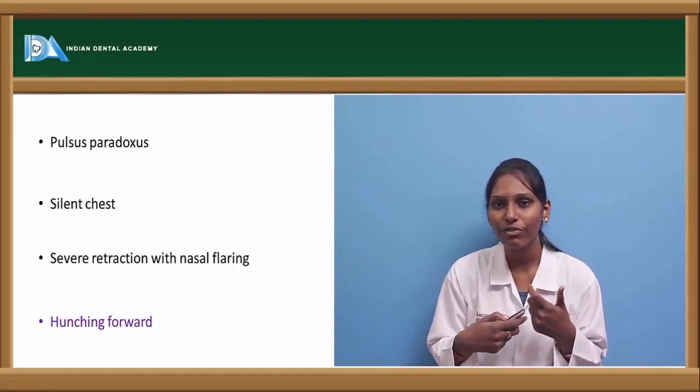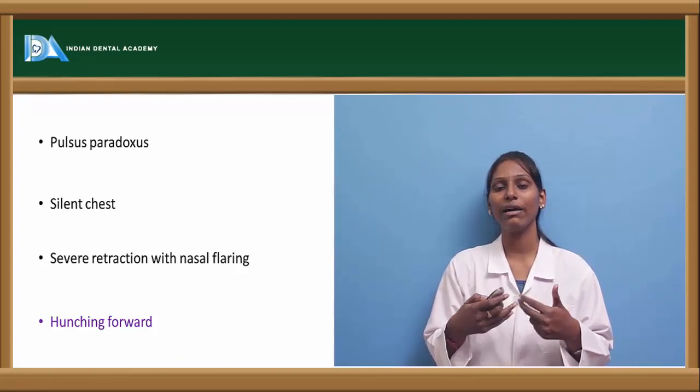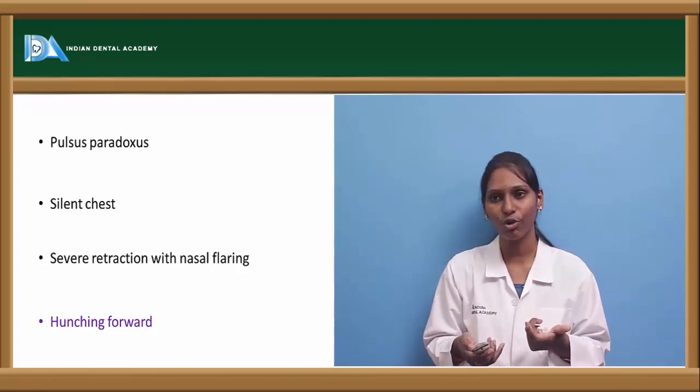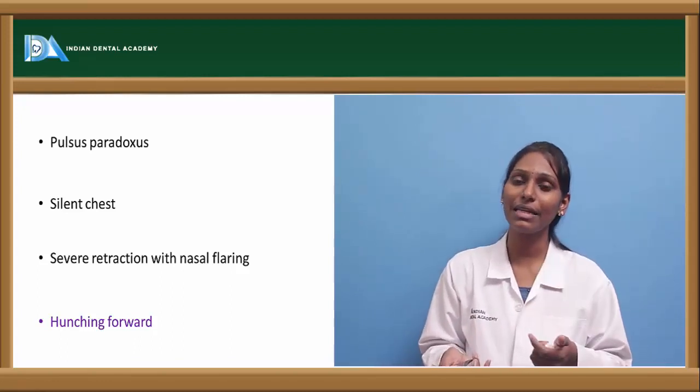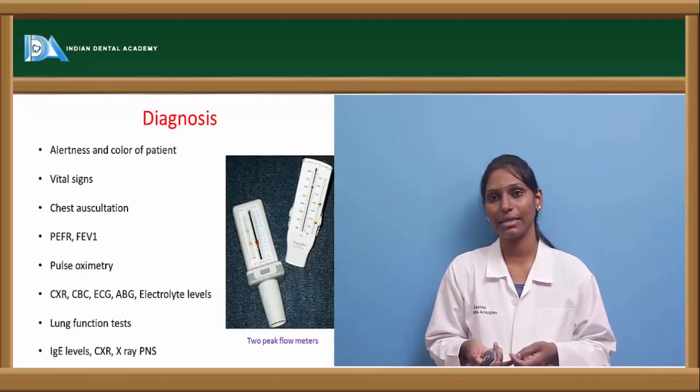They usually hunch forward, to take that breathing with a forceful inspiration. They have this characteristic sign of hunching forward. Severe retraction with nasal flaring can be seen in these cases. Pulsus paradoxus can also be seen in these cases.